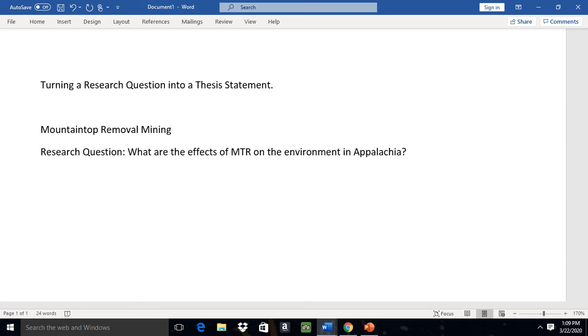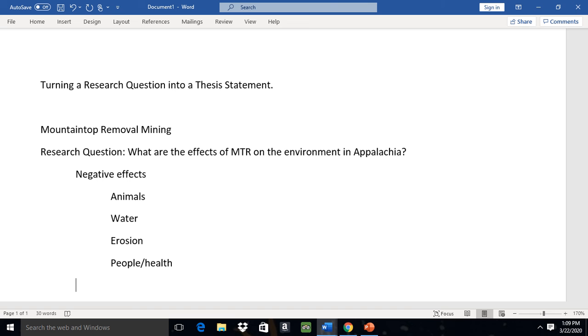So you're going to be discovering things like negative effects on the environment, and that maybe is going to be effects on the animals. That might be effects on water. Could be effects of things like erosion. Could be effects to people and health.